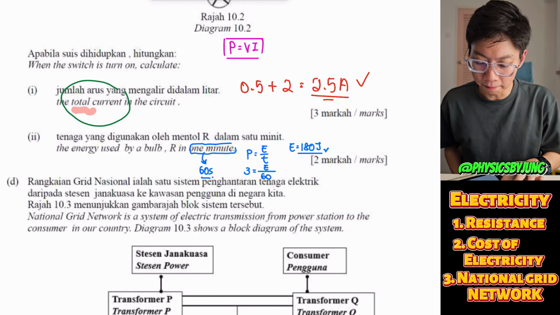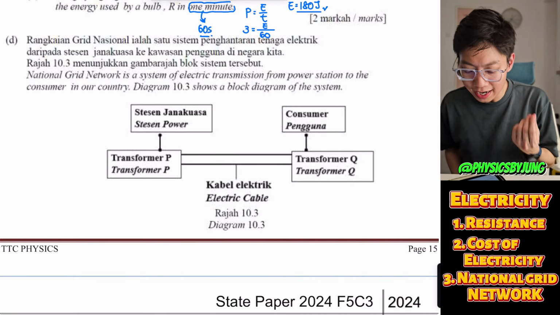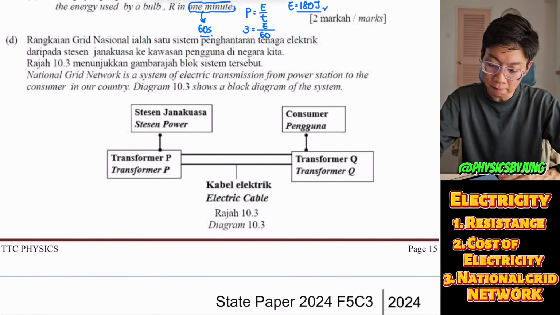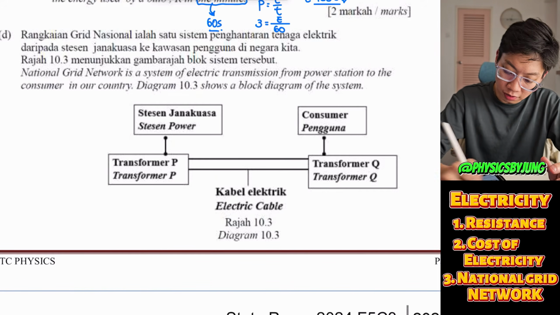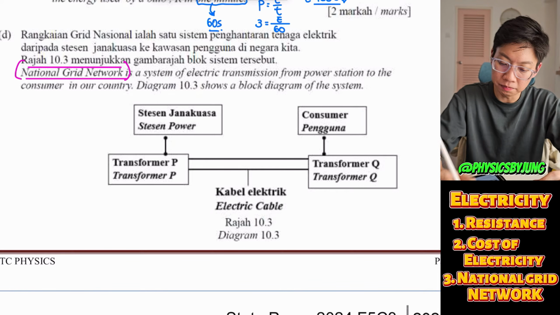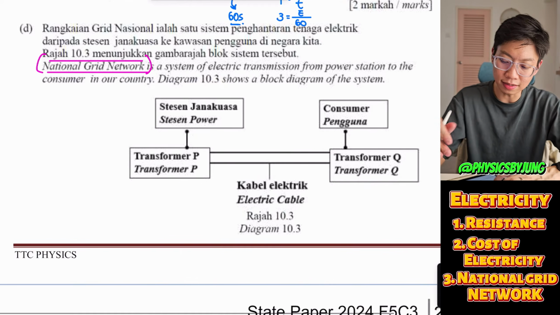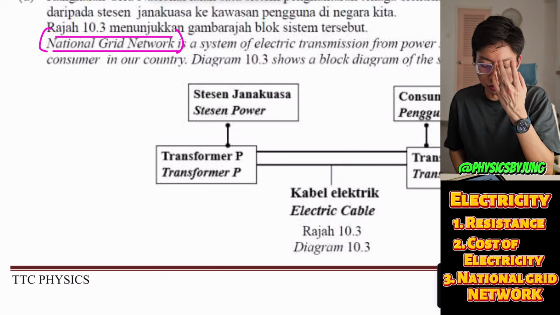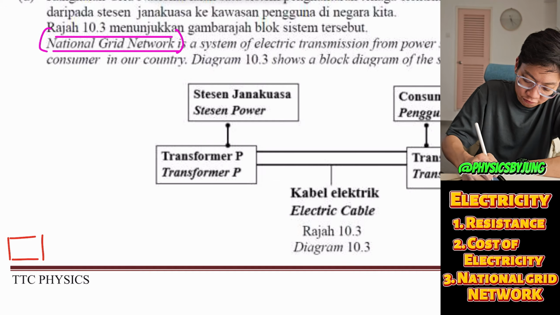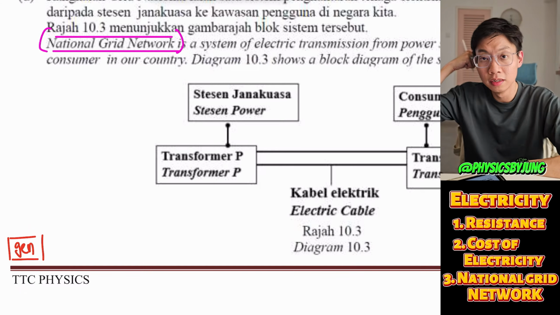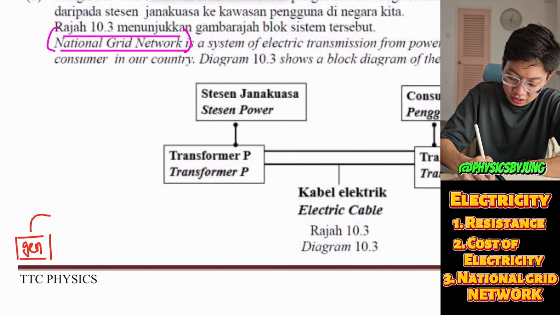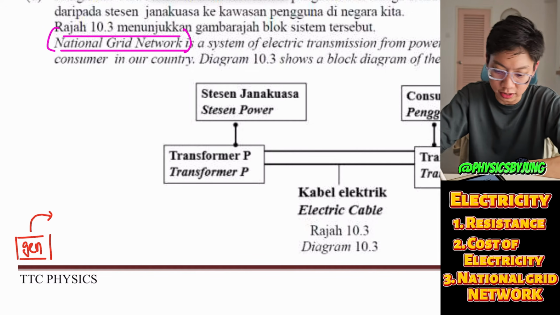So far so good. Okay, then we go into our essay question. This essay question is quite interesting, because now they are talking about this thing called the National Grid Network. What is a National Grid Network? This whole diagram 10.3 is telling you that in Malaysia, first we have the generator, and the generator will produce the electricity.